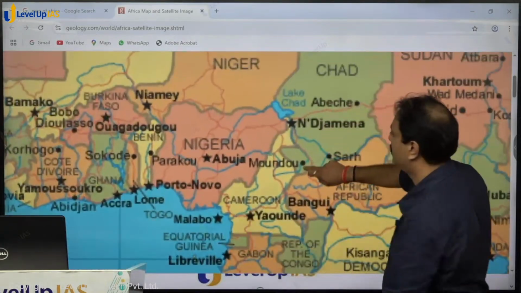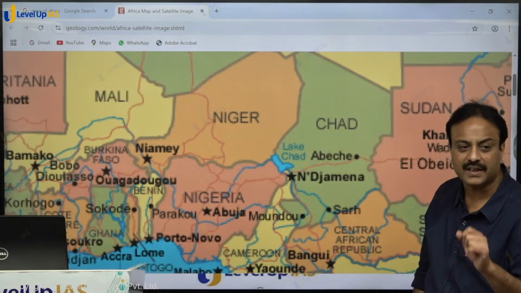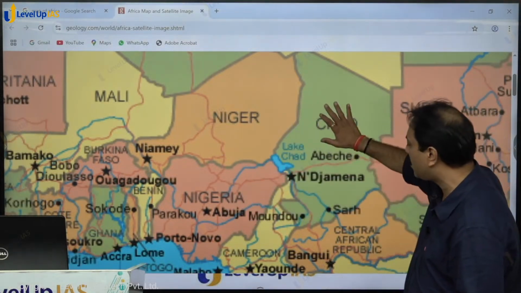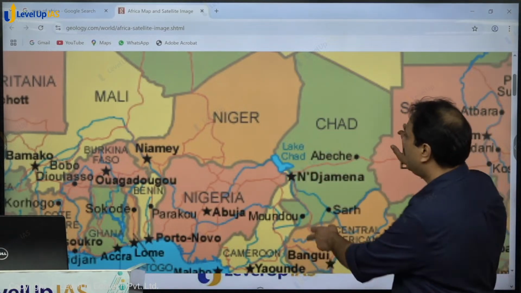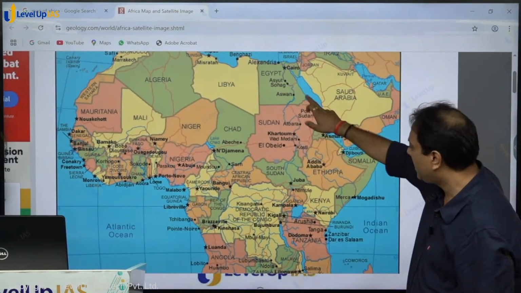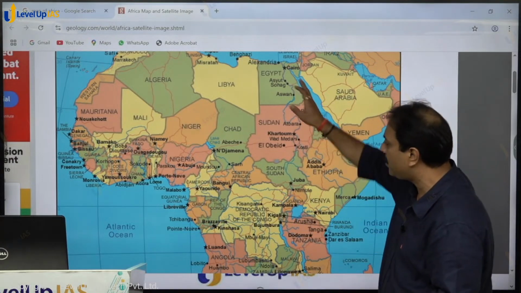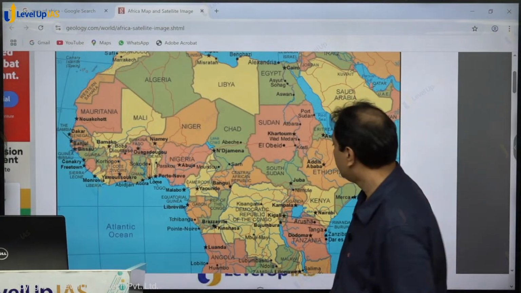Look at this chart, Lake Chad. It is also drying up very fast. Niger over here, Nigeria over here, Chad over here, and Cameroon over here. 4 countries share the border for Lake Chad. The remaining lakes mentioned in the question are given over here only. If you look at the physical map of Africa, you will be able to find all the lakes over here. Clear on that? Sure on that?